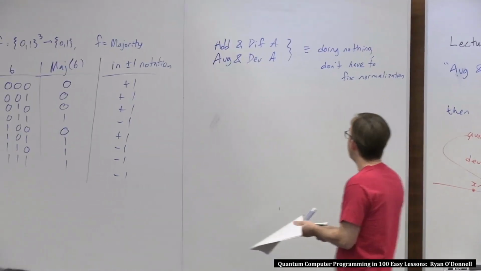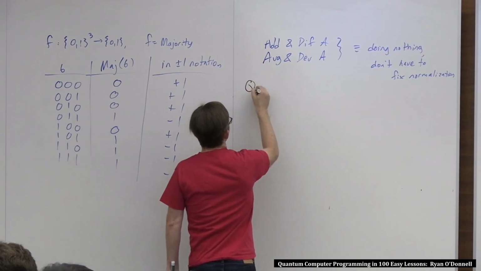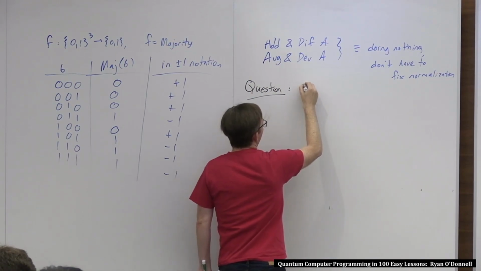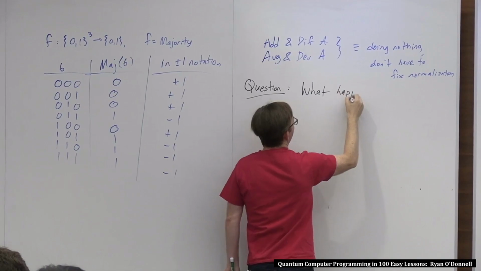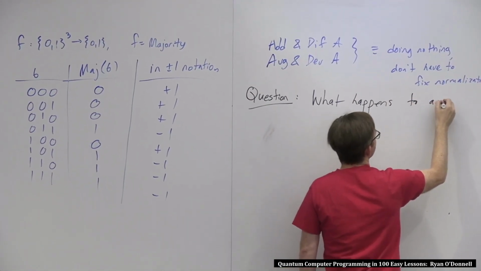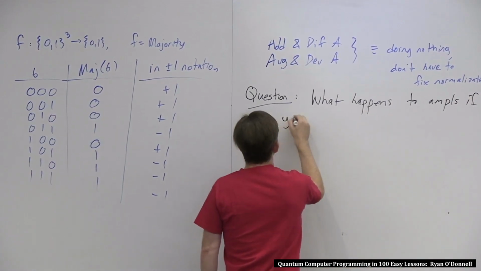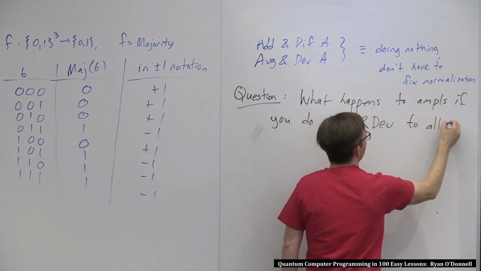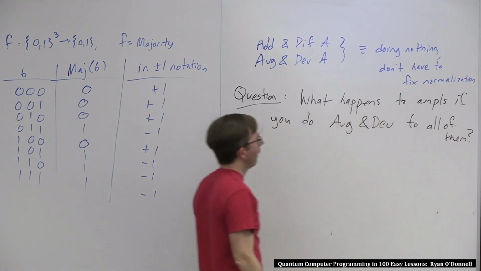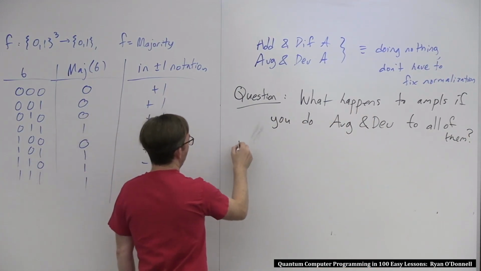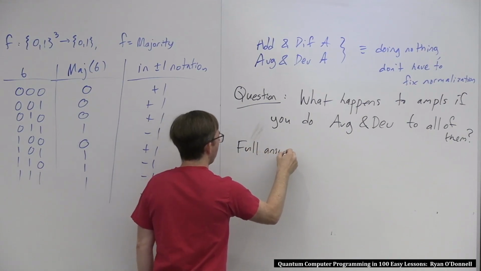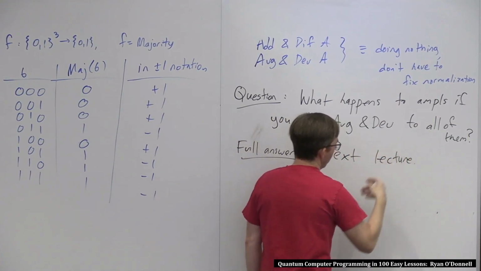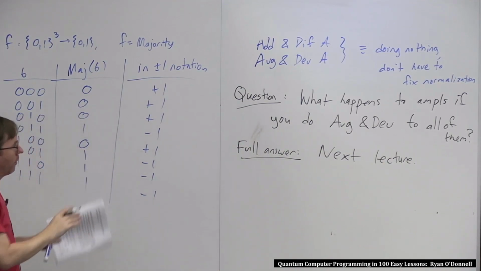So a major question, which we're going to study over this lecture and the next, is what happens when you do average and deviation on all the qubits to the amplitudes? The full answer to this question will only be revealed next lecture. Well, I don't want to say only, but it takes some time to build up to it. So by the end of next lecture, we will have the full answer to this question.